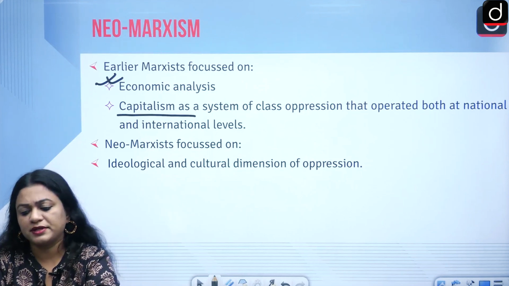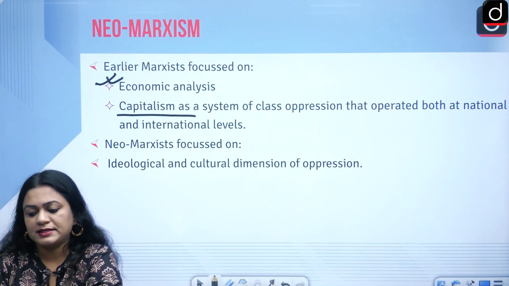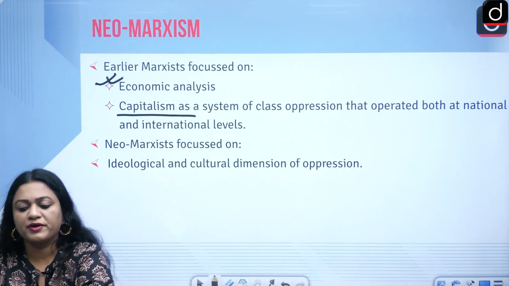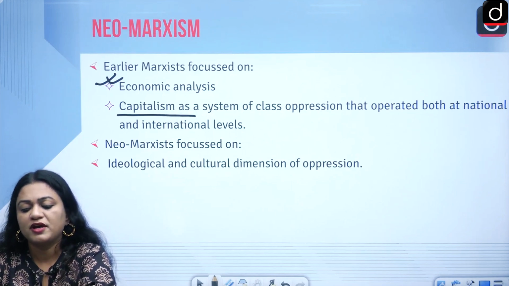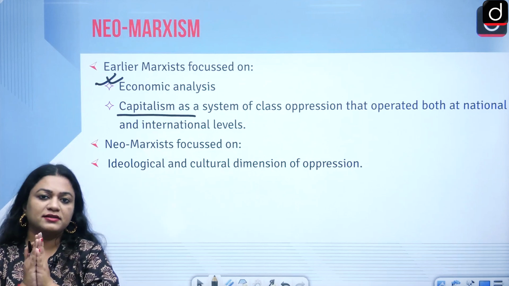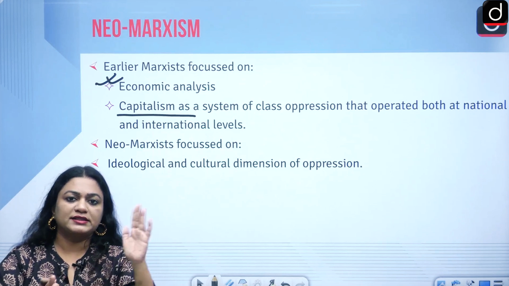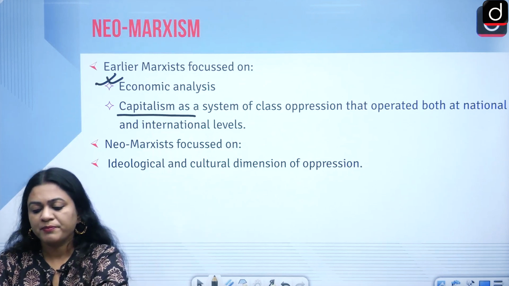Under monopoly capitalism, he says that a two-tier structure had developed in the world economy, with a dominant core exploiting a less developed periphery. So now you can understand how Lenin's theory also made a kind of shift from the classical Marxist thinkers. Okay.